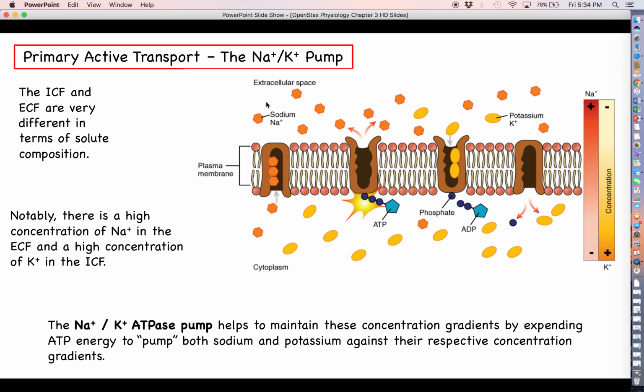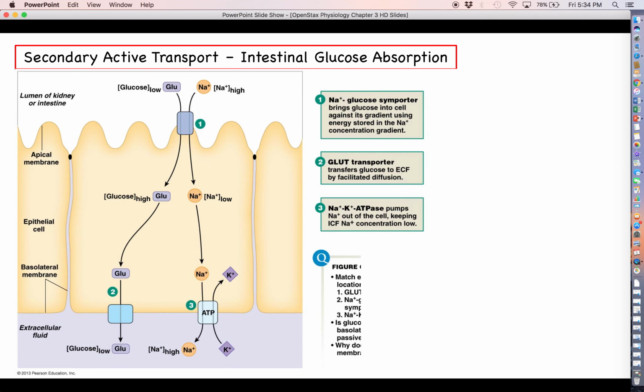So sodium is leaving the cell and potassium is coming in, and both of them are going uphill against their respective concentration gradients. So because we are going uphill in both cases, we need energy in order to get this done, and that energy comes from ATP.